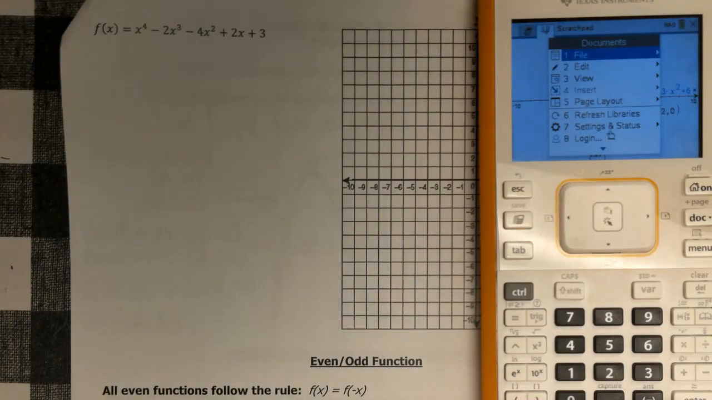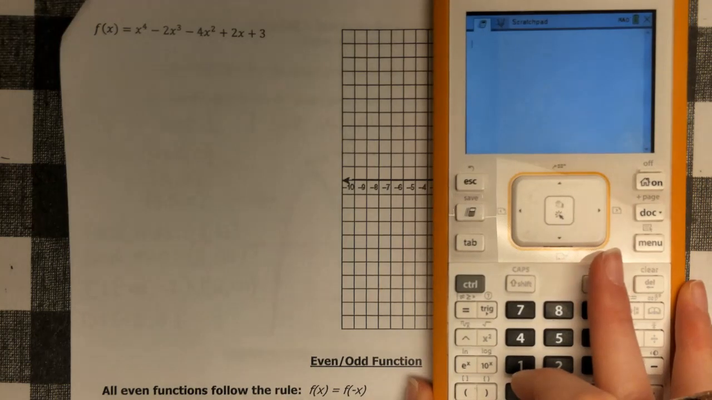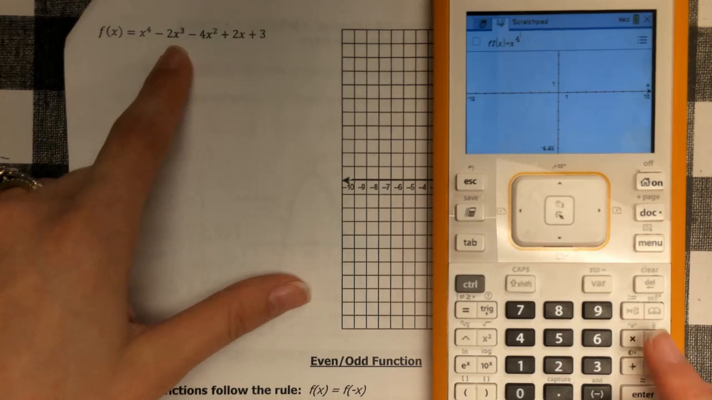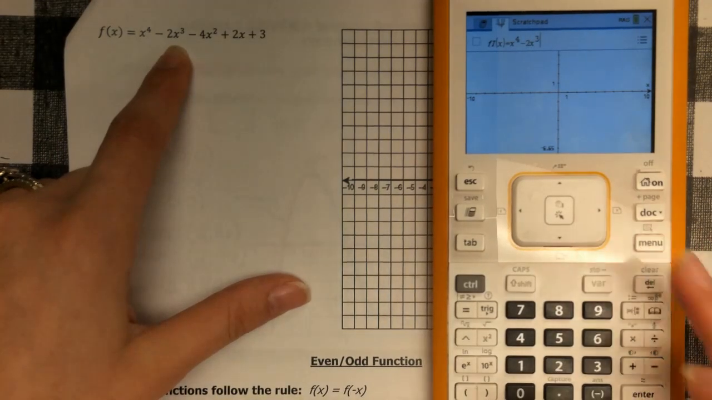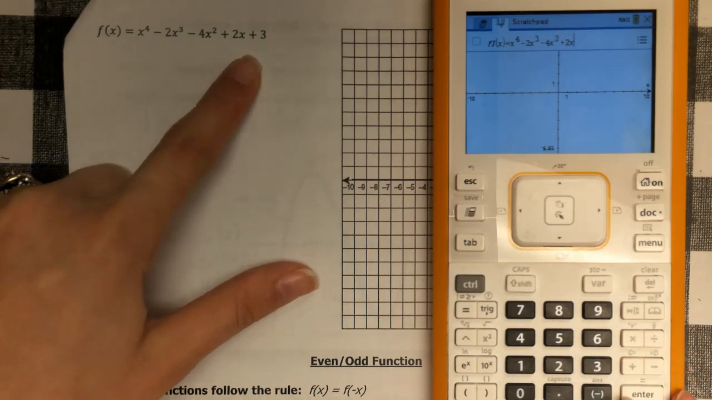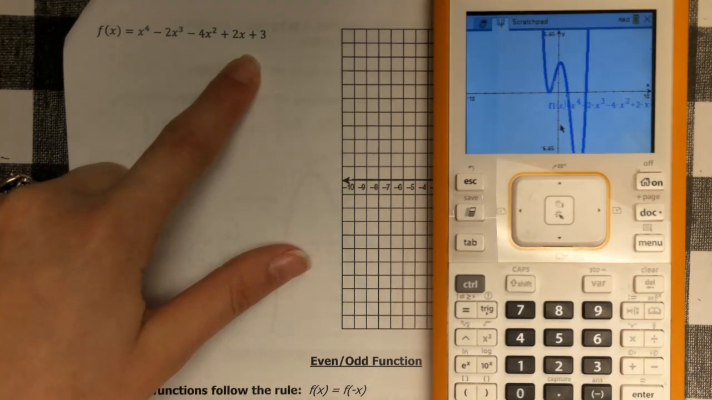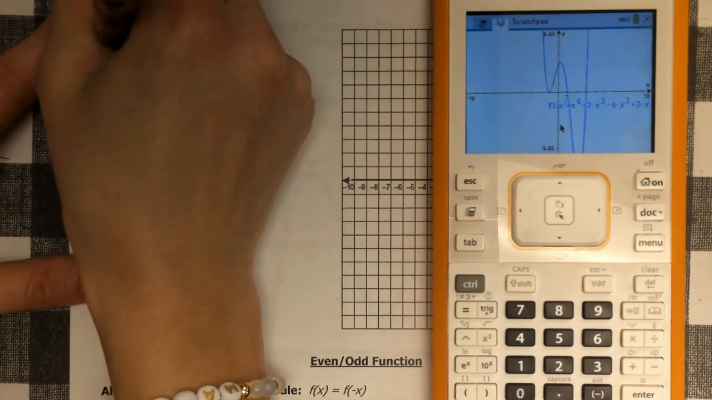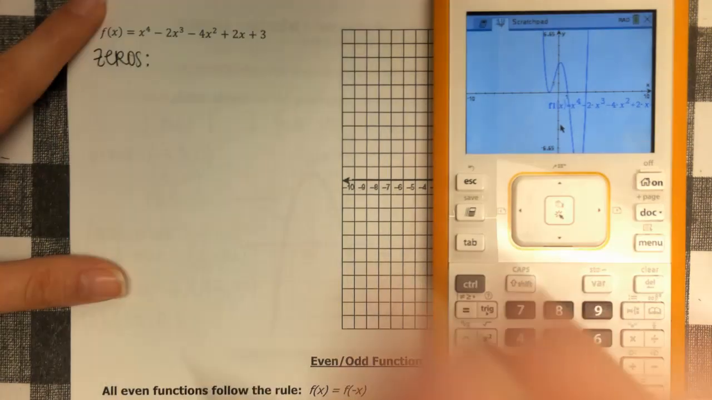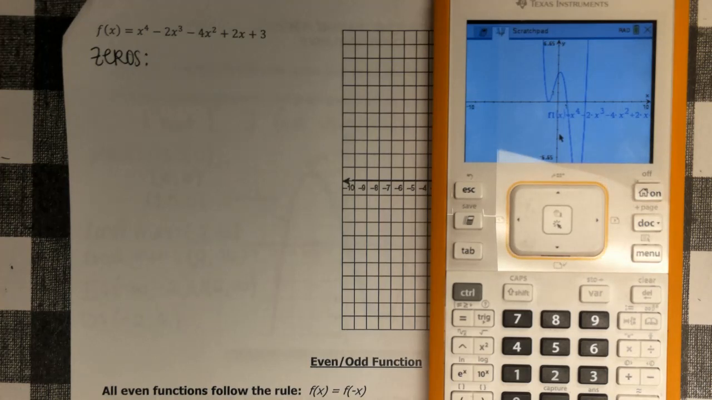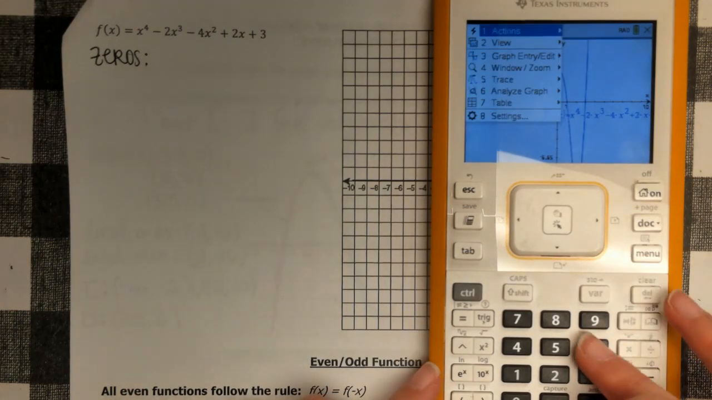So doc B, and then we're going to type our function in our graph, x to the 4th minus 2x cubed minus 4x squared plus 2x plus 3. How many zeros am I going to have listed? How many times does it touch the x-axis? 3. So menu 6, enter.